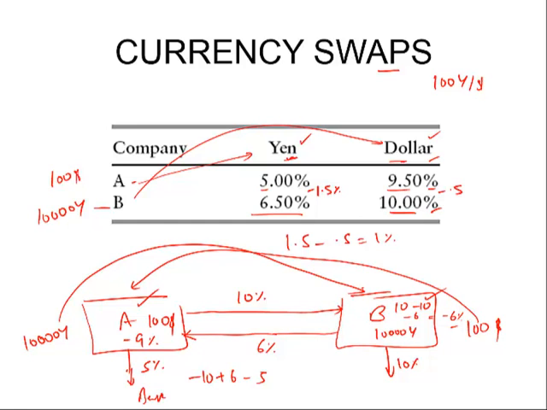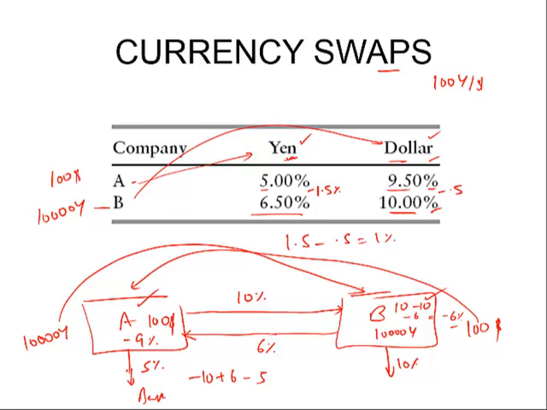By entering into the swap, they have both reduced their cost of borrowing by 0.5%. Again, because we kept this number as 6%, we split the benefit equally. Had this been 6.25, then A would have received a 0.75% benefit and B would have received only a 0.25% benefit.